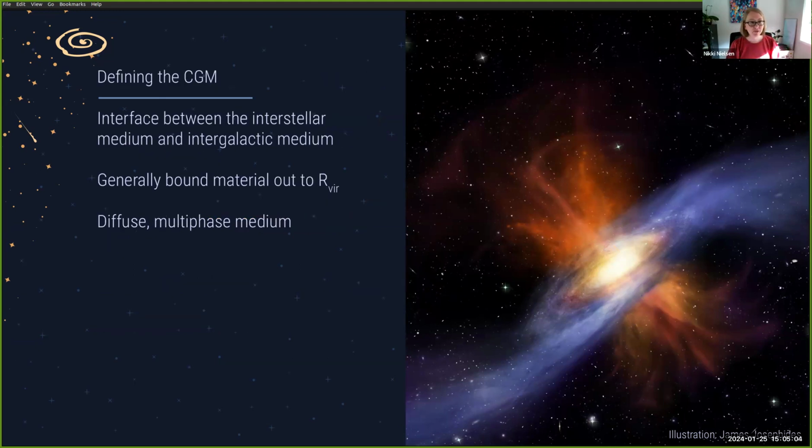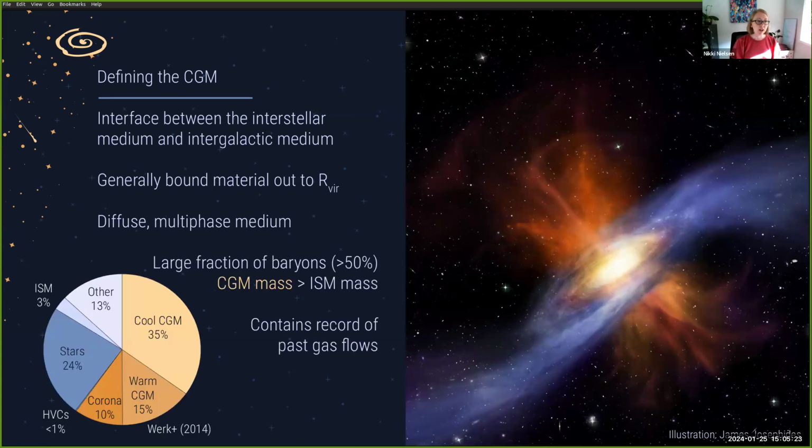So just to quickly define the CGM, it's the interface between the interstellar medium and intergalactic medium. The gas is bound to the galaxy and located out to about a virial radius from the galaxy. And it's diffuse and multi-phase, so we know it spans quite a wide range of densities and temperatures. And then the CGM also contains a large fraction of the baryons in galaxies. So at least 50% of the baryons are expected to be located within the CGM. And the CGM contains a gas mass that is actually greater than the gas mass in the ISM.